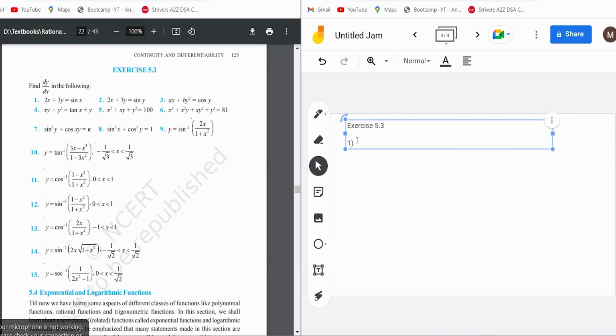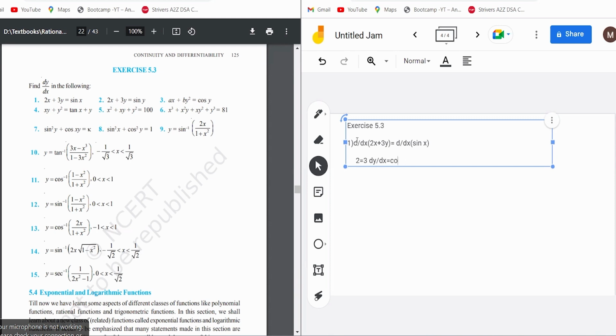Okay, so let's start. Again, I'm saying this is an implicit function. So to differentiate an implicit function, we will take differentiation both sides. So do it like this: d by dx of 2x plus 3y equal to d by dx of sin x. Simple. So from here, what will you get? We will get d by dx of 2x plus 3y. So it would be 2, because differentiation of 2x is 2, plus 3 times dy by dx, because differentiation of y would be dy by dx, equal to d by dx of sin x, which is cos x.